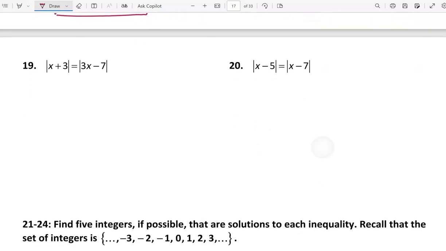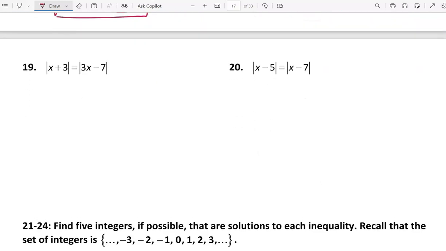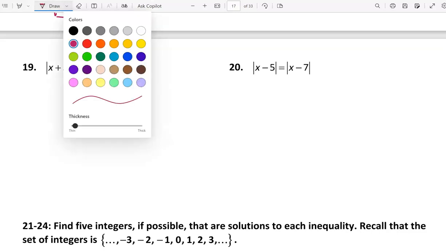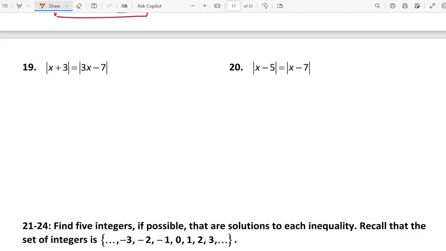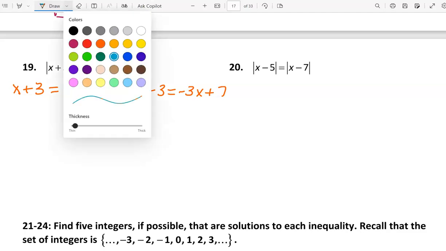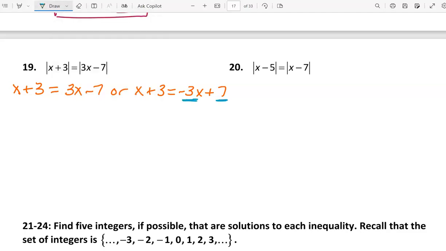All right, last couple here. These are absolute values on both sides, and if the absolute value of one expression equals another expression, then those two expressions might be equal. They might be the same number, or the two expressions might be opposite. Now what I did is, notice I multiplied both of the terms by -1 on the right side of the equation.